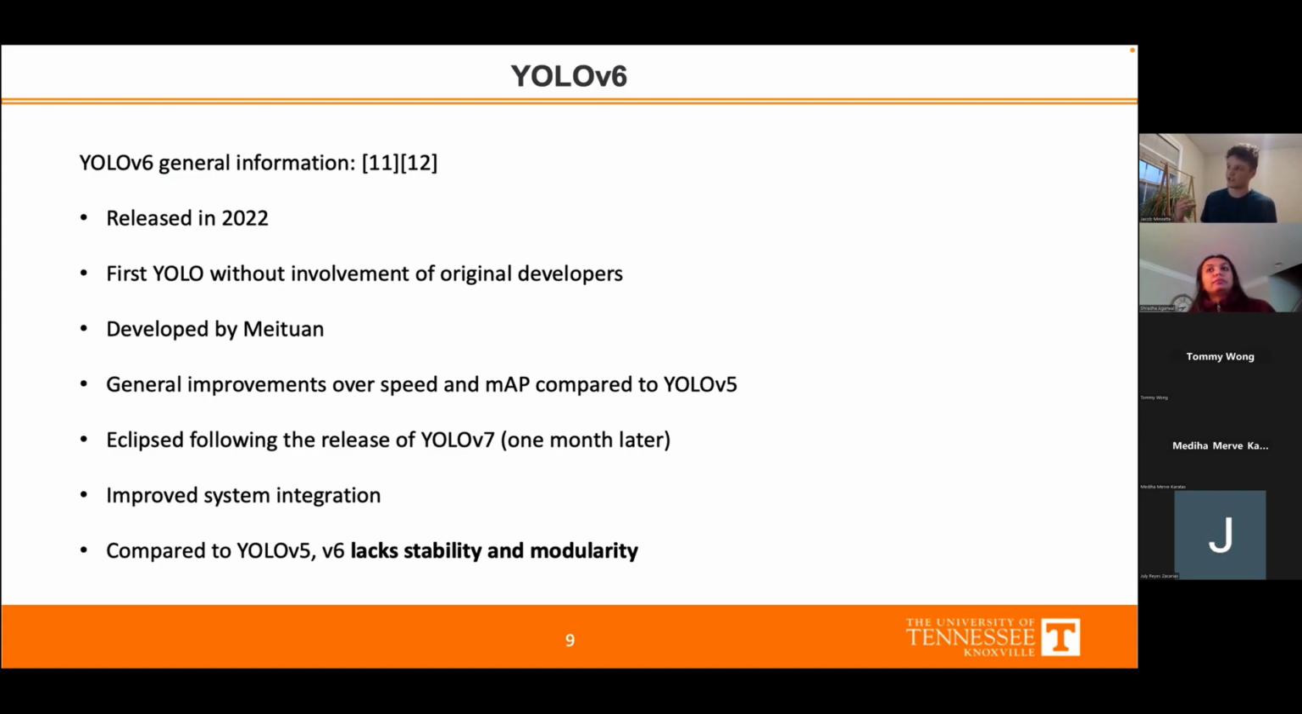Comparing YOLO V6 to YOLO V5, you'll find general speed and accuracy improvements. However, this is at the sacrifice of stability issues as well as modularity problems. I didn't have a chance to look into YOLO V7, but I assume that those core issues were addressed with that build.